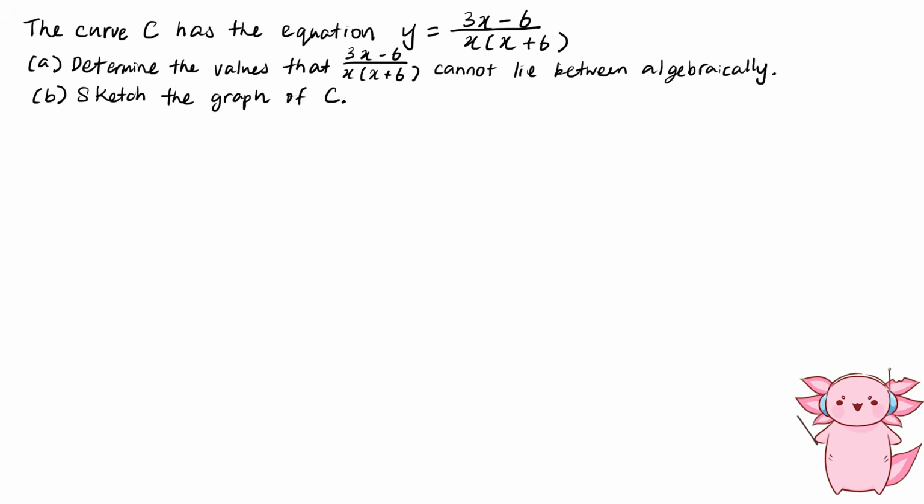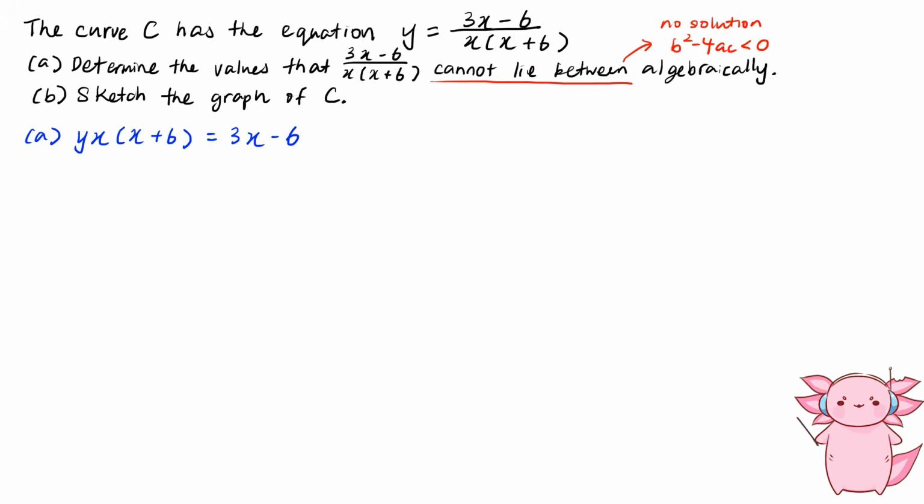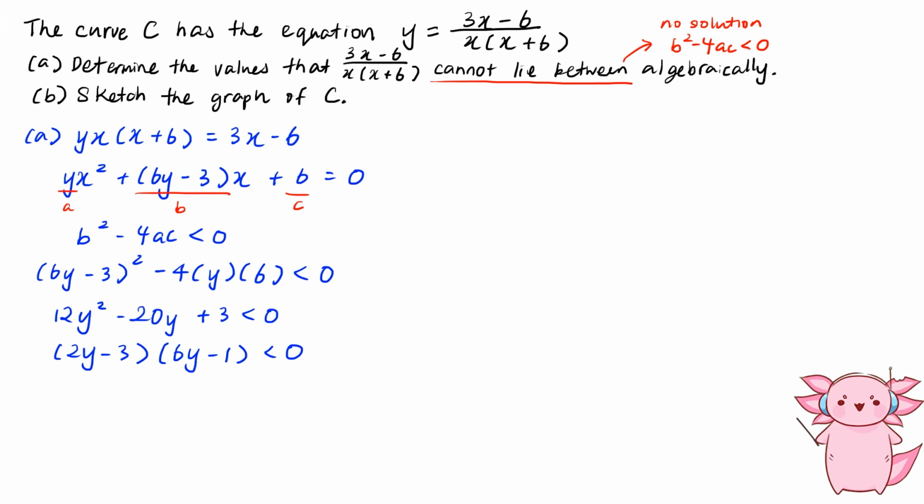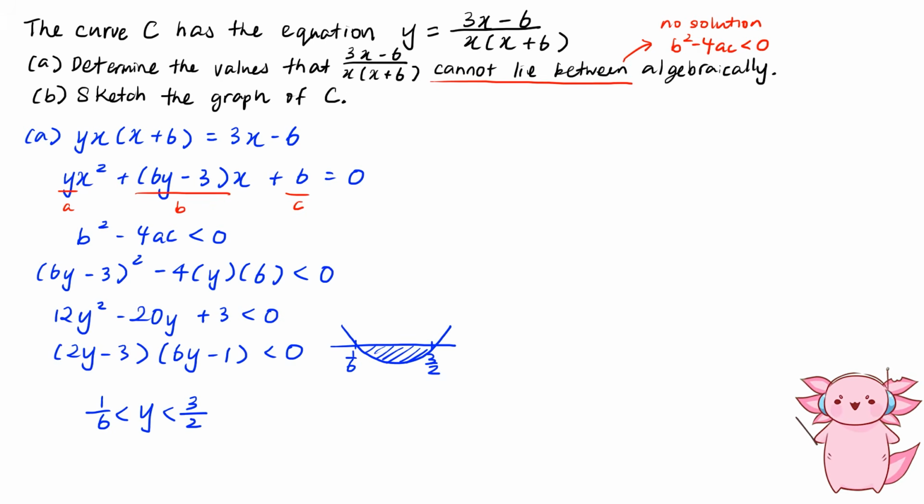Let's put it all together for this question where we have to determine the values that this curve cannot exist. We sort of get the hint that the discriminant has to be less than 0. So after simplifying this equation into the quadratic form in terms of x, we can do b squared minus 4ac is less than 0, and after doing a quick sketch of the region that is less than 0, we can get the values that y cannot take to be in between 1/6 and 3/2.